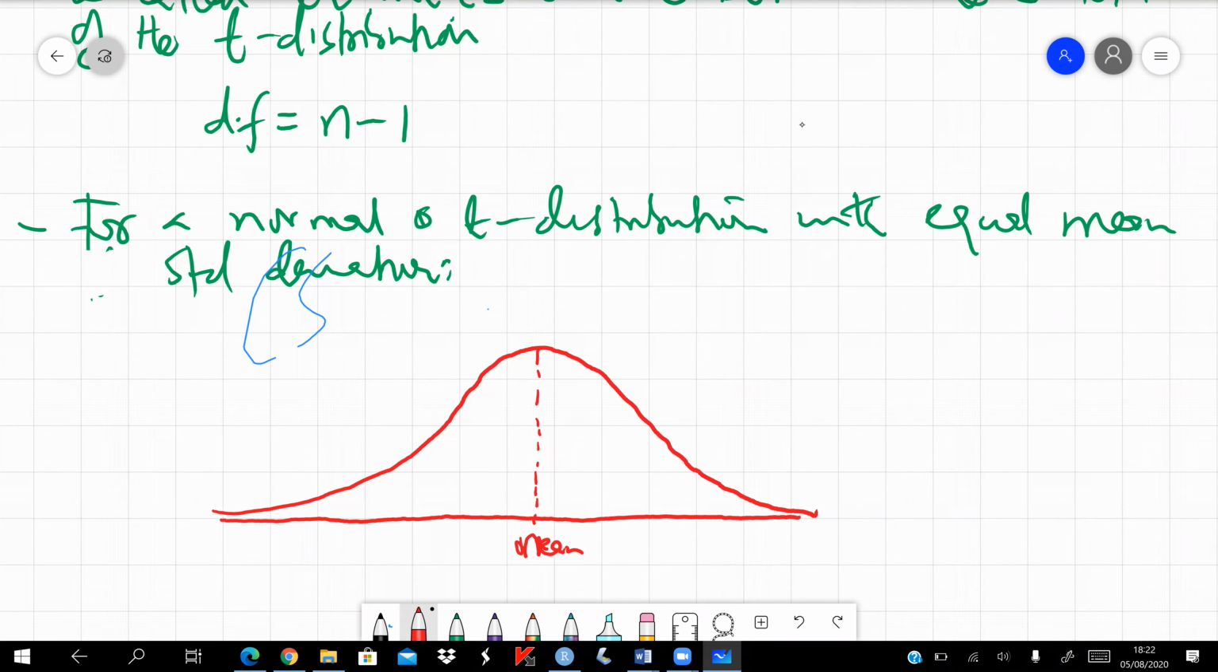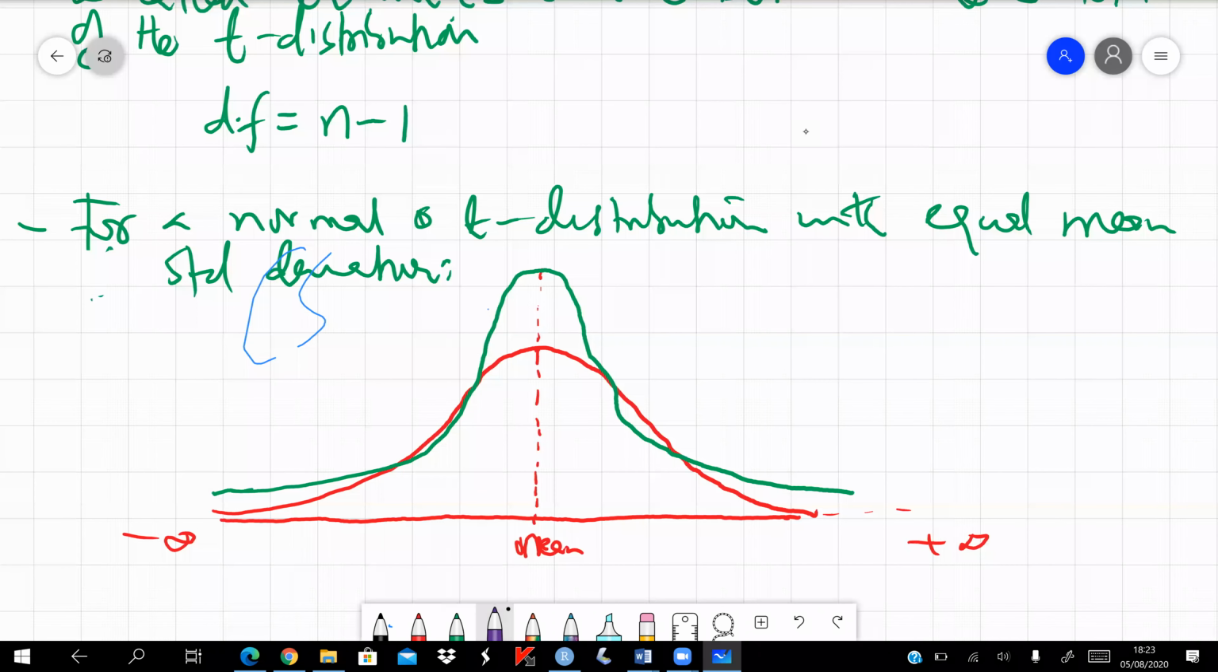So if they have the same mean, a t distribution will look like this. I'll use green here. A t distribution will look like that. So it is also symmetrical about the mean, and it continues all the way to plus infinity, minus infinity. So it's defined within the interval minus infinity to plus infinity. Now, let me label it. So this is the t distribution. The red one is the normal distribution.